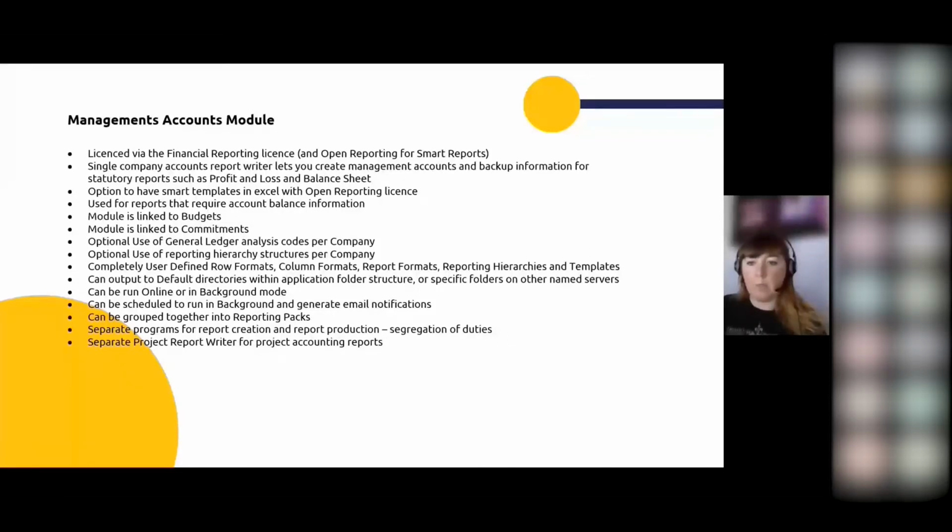The management account reports are built from linking together reporting rows, which hold the general ledger details, with reporting columns, which are things like actuals, budgets, and variances. The row formats, column formats, report formats, templates, and hierarchies are completely user-defined. There are no standard ones that come with the application, as your chart of accounts is unique to you.